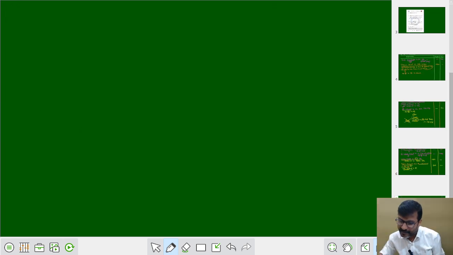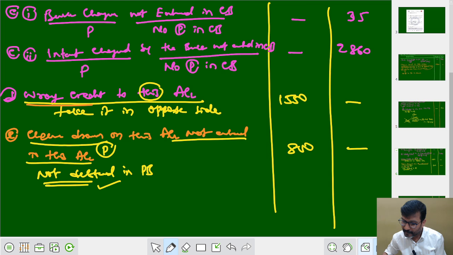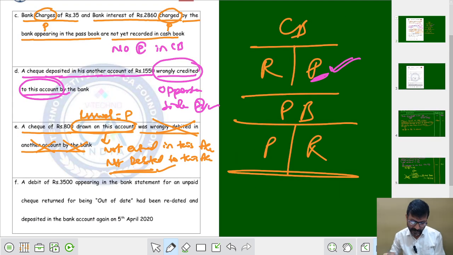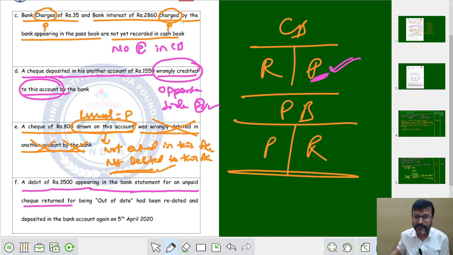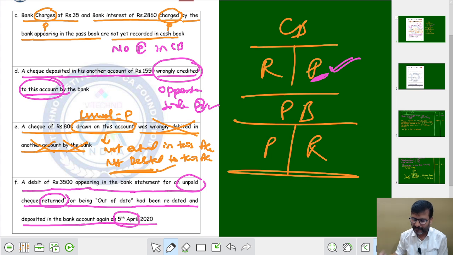Let me move on to the next transaction, my dear kids. What is there? A debit. A debit of rupees 3,500 appearing in the bank statement, for an unpaid check. What happened? Unpaid check returned being out of date, means returned, dishonored, has been redated and deposited into the bank again on 5th April. Means deposited on when?